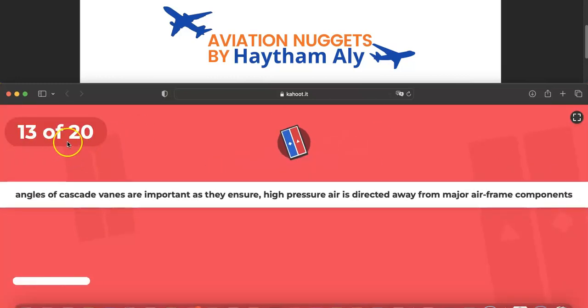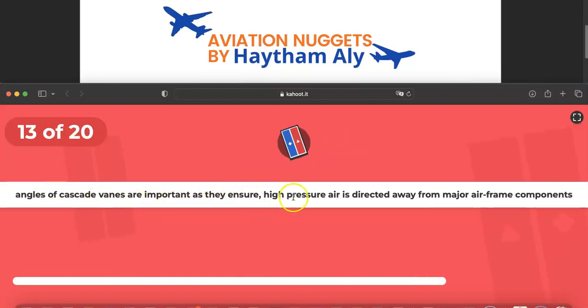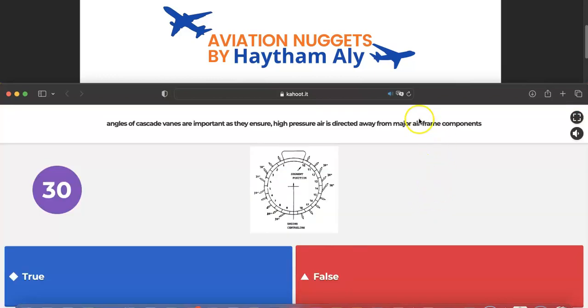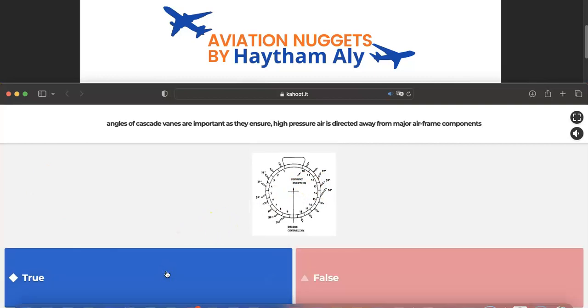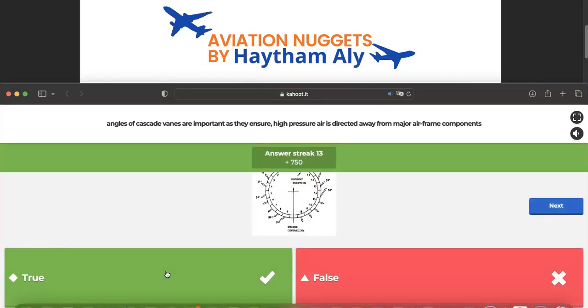Question 13 of 20. Angles of cascade vanes are important as they ensure high pressure air is directed away from major airframe components. Yes, this statement is very true. As you can see here, each cascade vane segment does have a certain angle to direct the airflow forward, away from a critical or major aircraft component. So this statement, everybody, is very true.